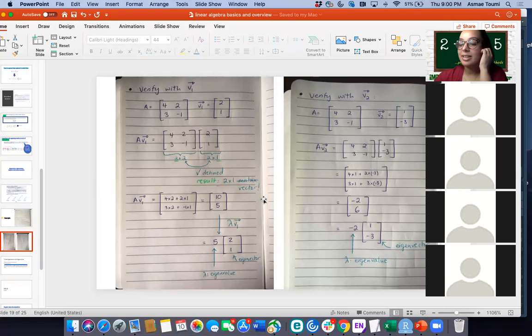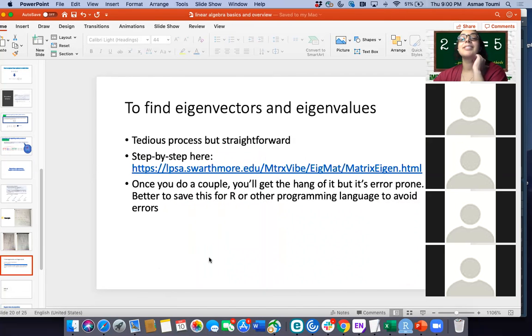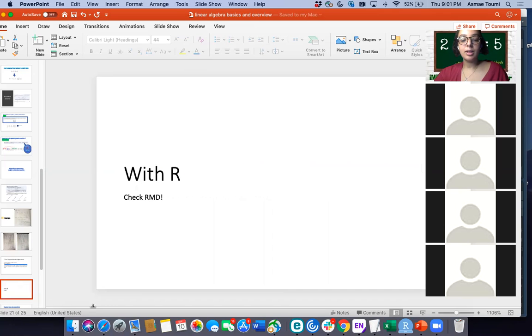All right, so the thing I'm leaving out here is, well, okay, you gave us this matrix and you gave us these vectors, but how does one actually find eigenvalues and eigenvectors? Well, that process is a lot more tedious. It's straightforward, but again, it's very tedious. And you can find a step-by-step here, and it will introduce some things that hopefully you will remember, like a characteristic equation and determinants and so on. And once you do a couple, maybe two or three, you'll get the hang of it. But again, it's error prone, and it's better to maybe save this for R or another programming language, unless, of course, you're a student and have to do it manually. Then in that case, better to get some practice with pen and paper. But with R, you can find the eigenvalues and the eigenvectors for a matrix.